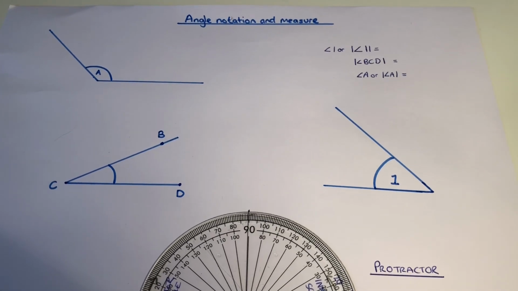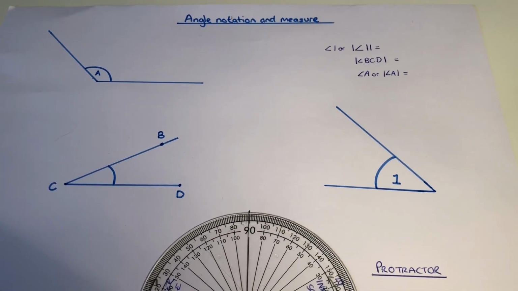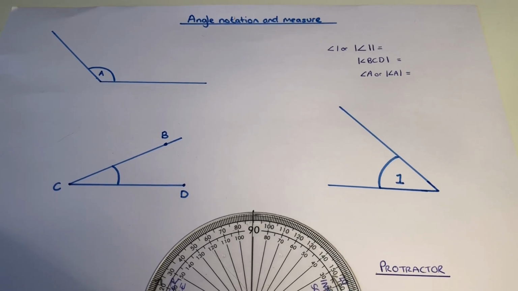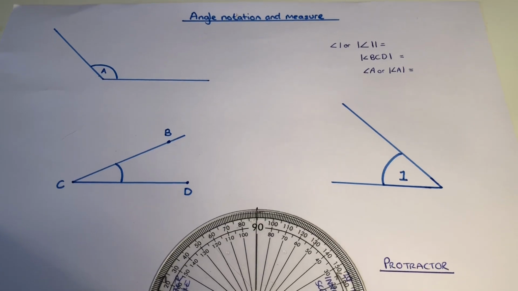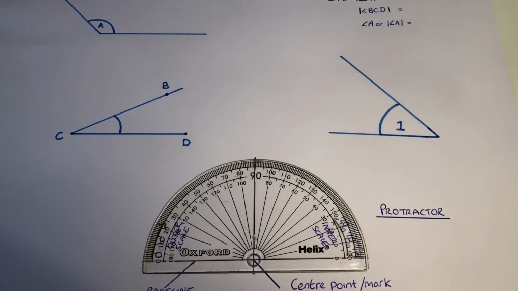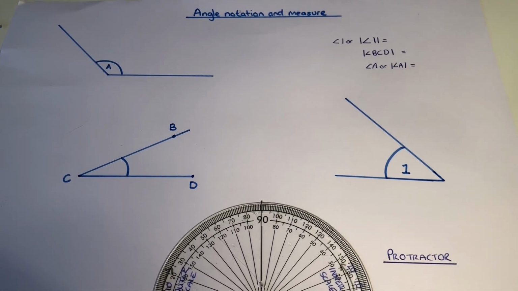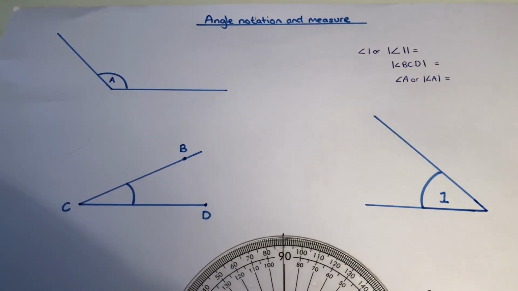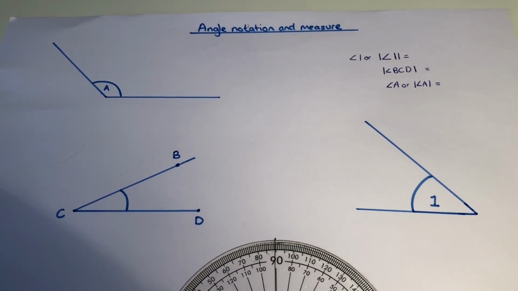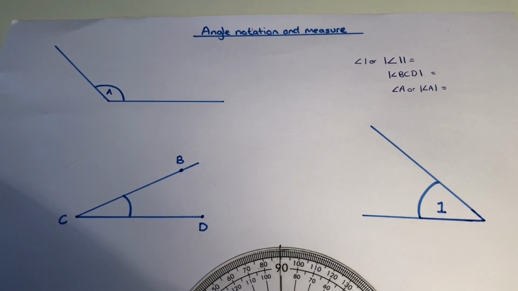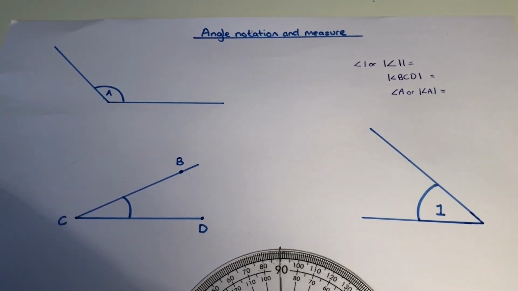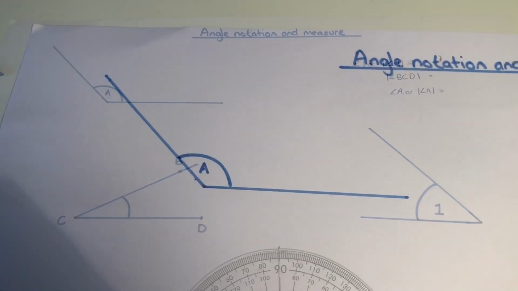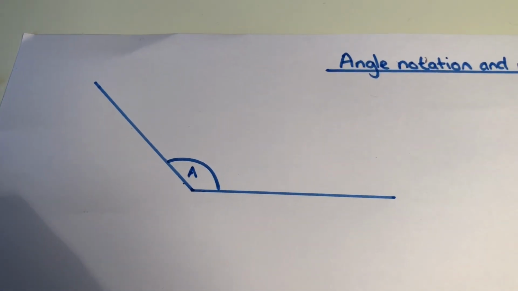Good morning. In this lesson, we're going to learn more about angles, how to label them, so the correct use of angle notation, and we're going to learn how to measure them using a protractor. As you can see, I have 3 angles here, and they're labeled differently. And it's important that we know how to describe these angles in each of the different ways. Let's take a look at this first one.